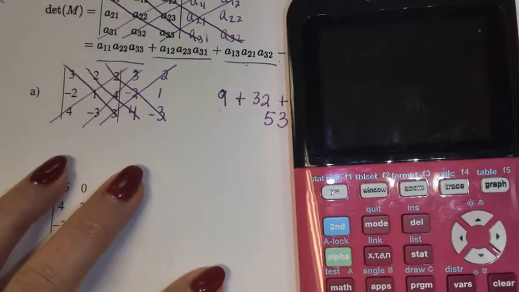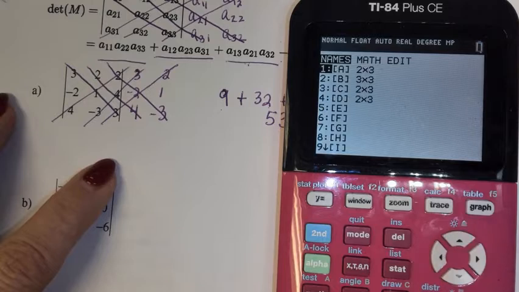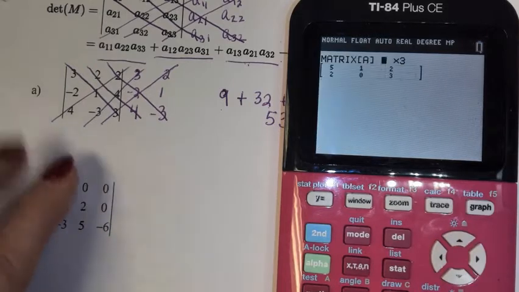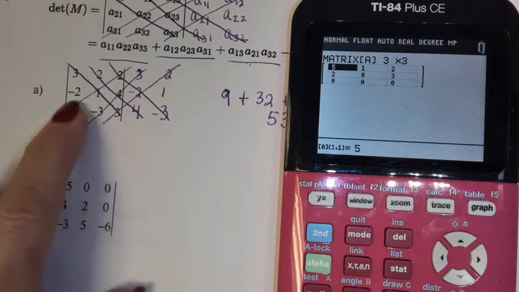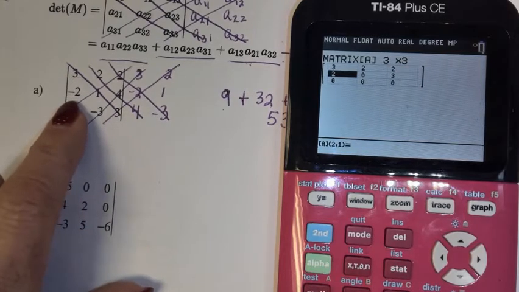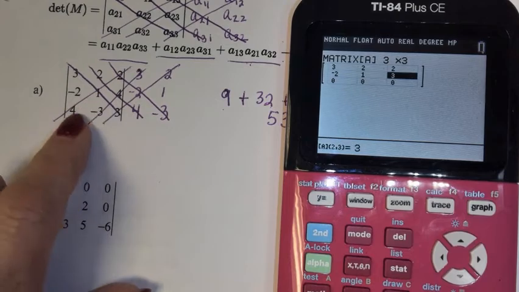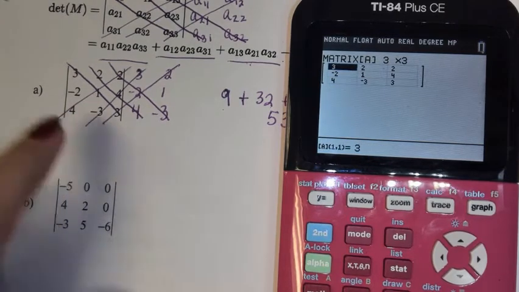Now, I want to show you how you could also have the calculator find a determinant for you. So you can go under matrix like we did before. You're going to put in matrix A. We'll just put it in there. This is a 3 by 3 matrix. Put in the entries, 3, the original 1, 2, 2, negative 2, 1, 4, 4, negative 3, and 3.